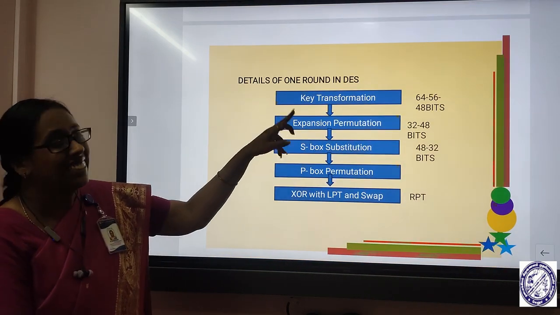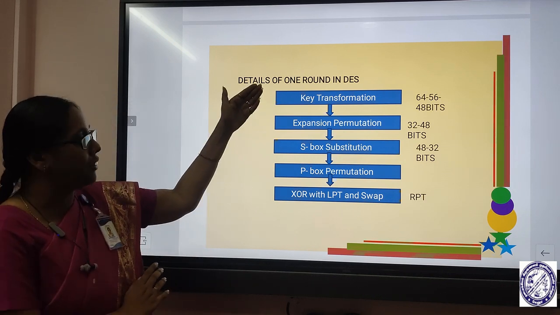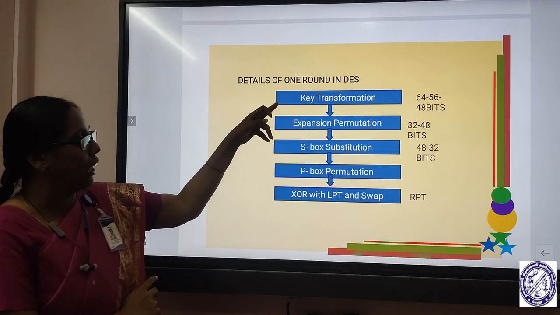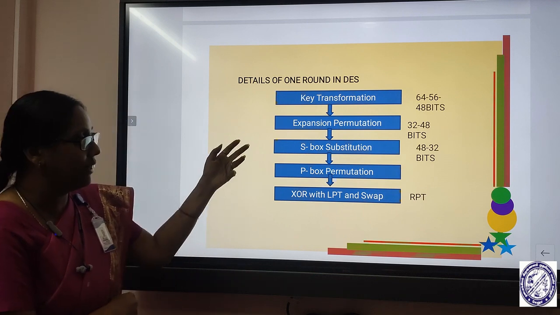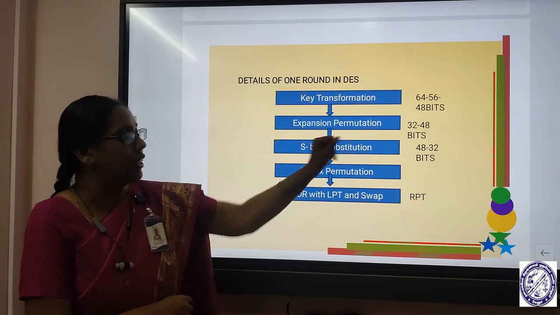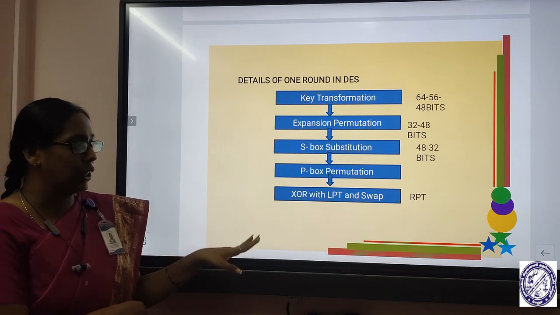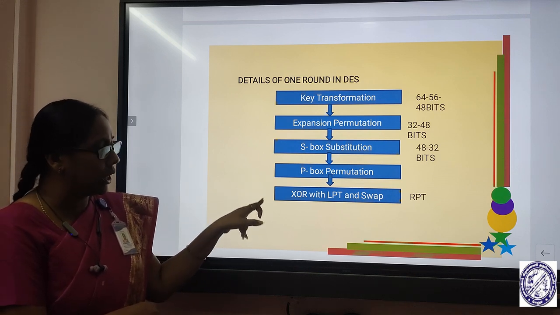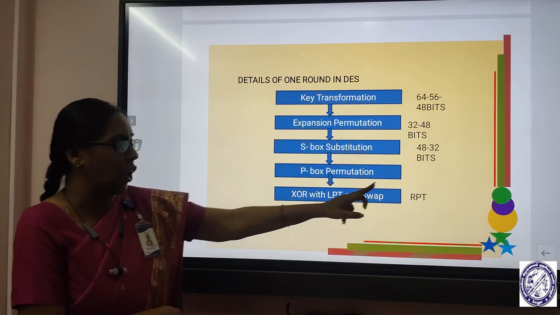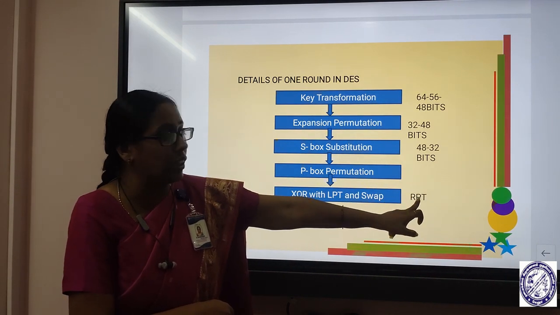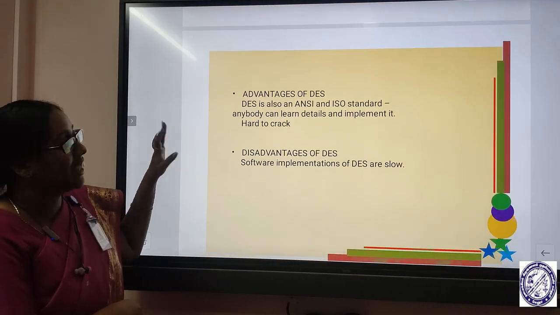Now this is the single round. We saw that there are 16 rounds. This is performed with a single round, one round. First key transformation occurs from 64 to 56 bits, and then expansion permutation occurs from 32 to 48 bits, and the S box substitution is from 48 to 32 bits. P permutation will occur, and then it is XORed with LPT. LPT is the left plain text, and RPT is the right plain text, and then swap. This is the process of a single round.